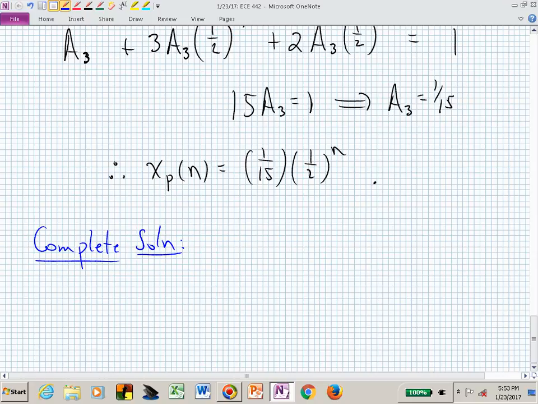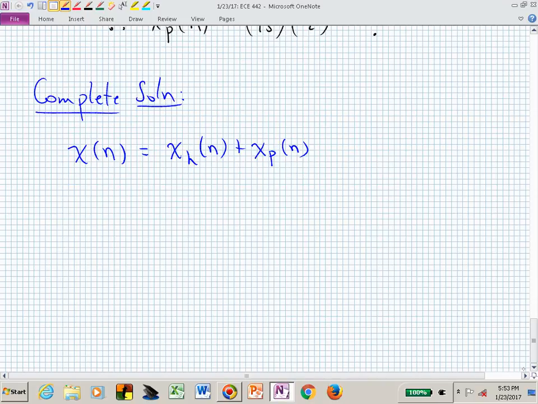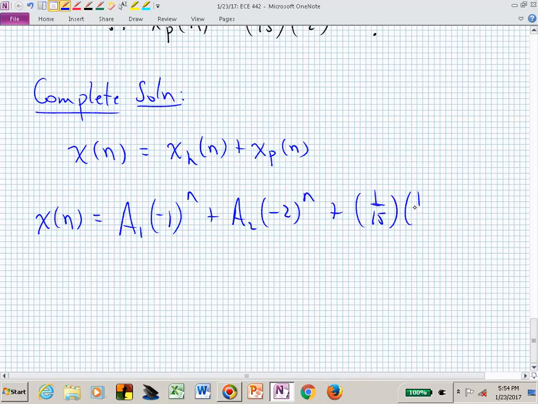What's the complete solution? That's the sum of the homogeneous and the particular. This is now just x sub h of n plus x sub p of n. And we know what that is. We now know the complete solution is x of n equals a1 times minus 1 to the n plus a sub 2 times minus 2 to the n plus 1/15 times 1/2 to the n. Now what do we do? A1 and A2 are unknowns, but can we find them?